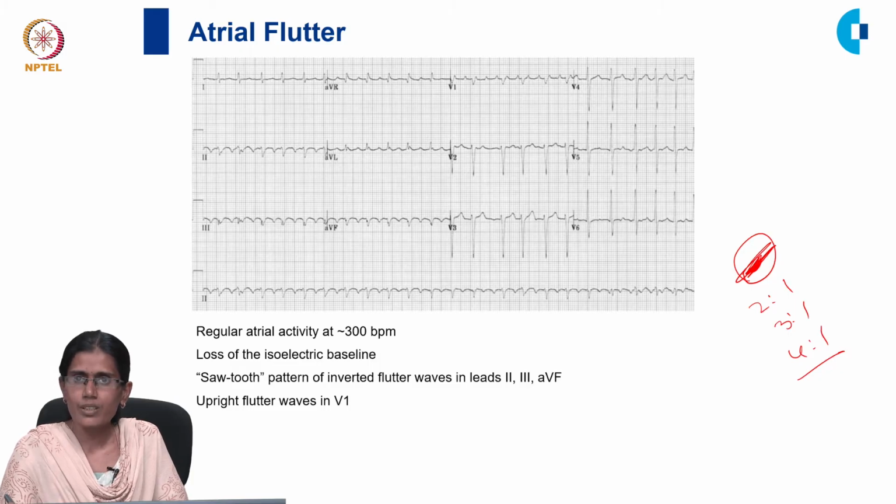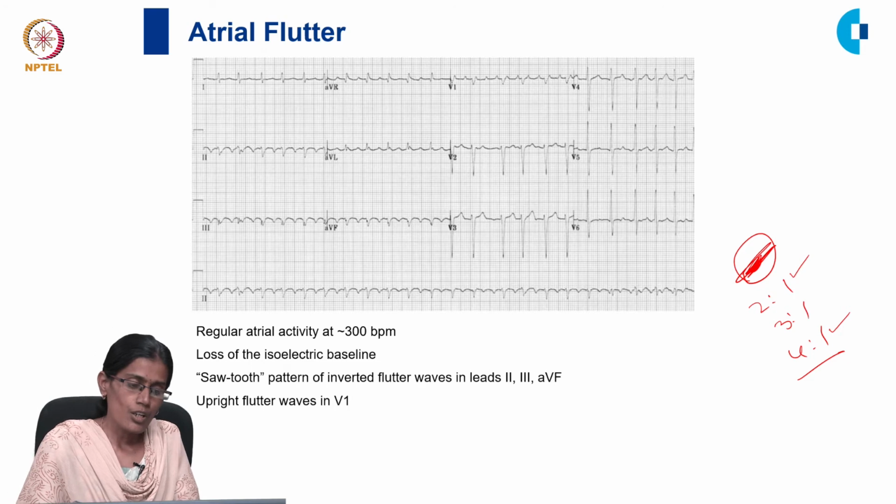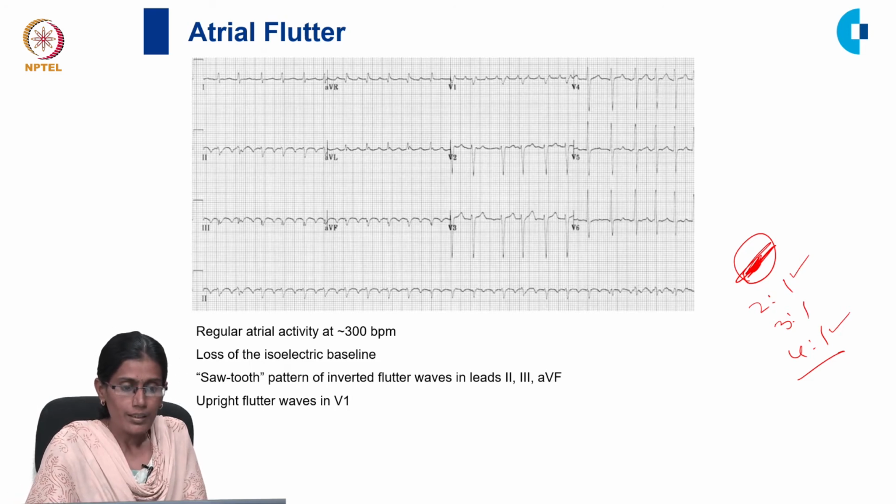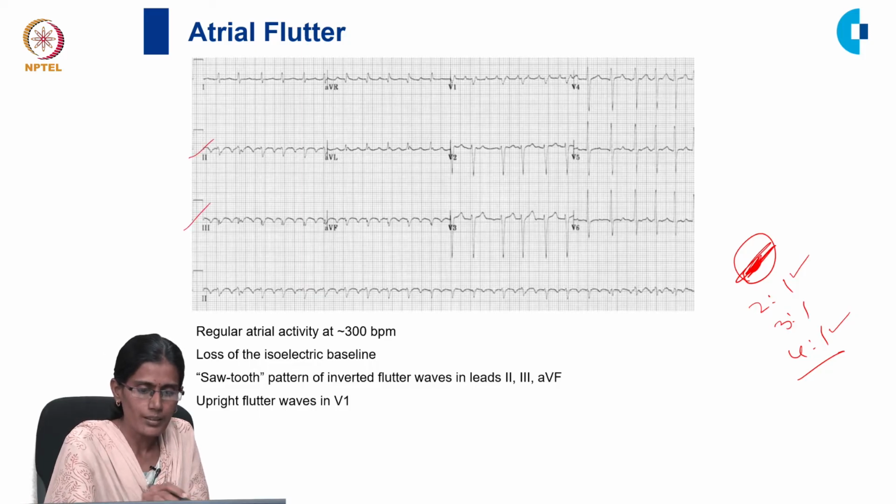If the block is fixed, you get regular narrow complex tachyarrhythmia. If the block is variable, sometimes it conducts with 2:1 block, sometimes with 4:1 block, you get irregular narrow complex tachyarrhythmia. To say atrial flutter, there should be negative flutter waves in lead 2, lead 3, AVF.